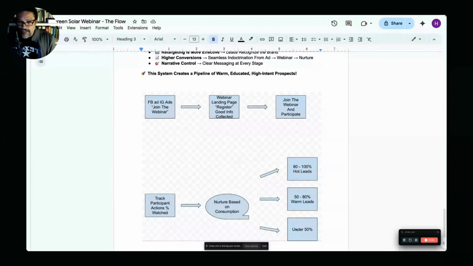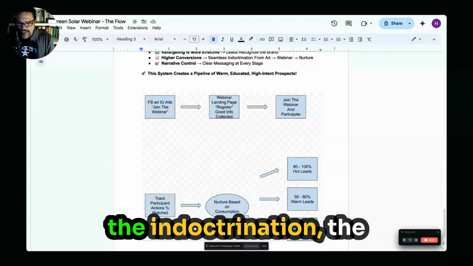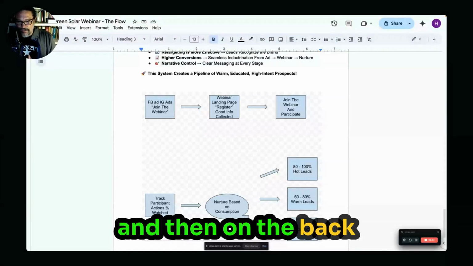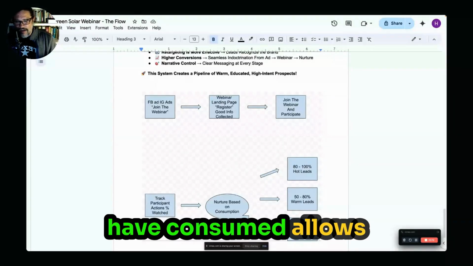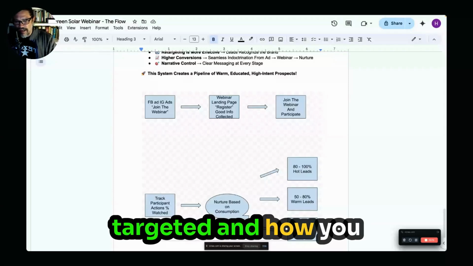And so it's not rocket science. It's based on a tried and true methodology, which is long form sales in the form of a webinar. Easy to promote, either organically, or with Facebook ads, Instagram ads, Google, whatever your choice platform is for driving traffic. At the end of the day, once they're there, the funnel itself takes care of the indoctrination, the trust build, the invitation, and then on the back end, the ability to track individuals based on the percentage that they have consumed allows you to be very, very targeted in how you nurture these individuals.